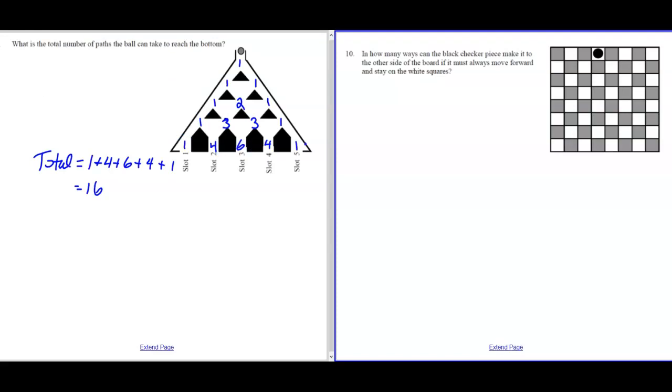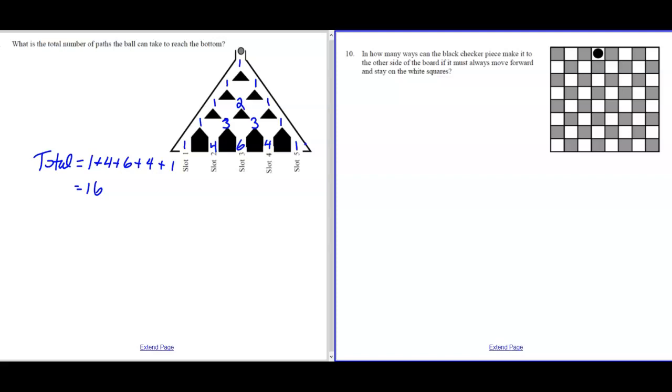Okay, so that's just a little heads up for next week. Take a look, you'll see something similar from here. So this is a checkerboard. We've got a checkerboard piece on a white square, and it says: how many ways can the black checkerboard piece make it to the other side of the board? It must always move forward and stay on the white square.